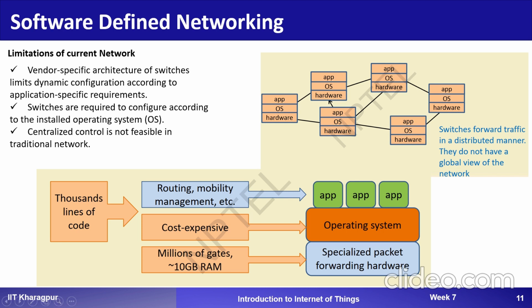After that, see this figure. Whenever a particular router or switch becomes corrupted, you have to make changes in your network. You have to write 1,000 lines of code, which makes routing and mobility management difficult. It will also be expensive, and you have to make changes over millions of gates.